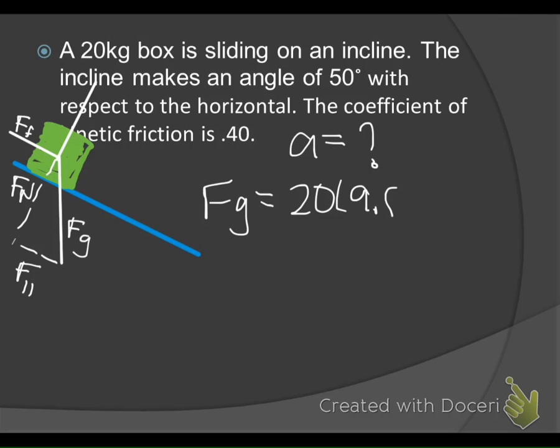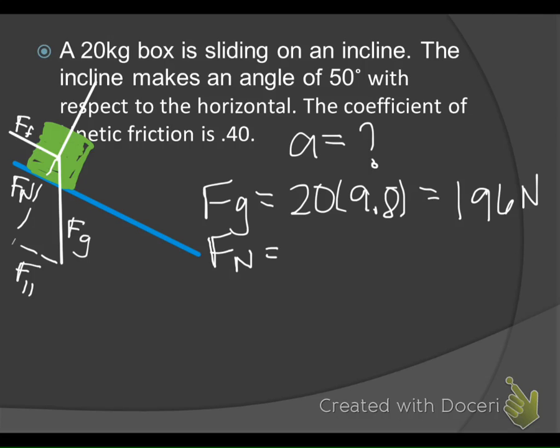20 times 9.8. Wait, 196 or 4? What did you say? 196. Okay, that's our F sub g. So now we can start moving on to components. Which one? F sub n first, okay?